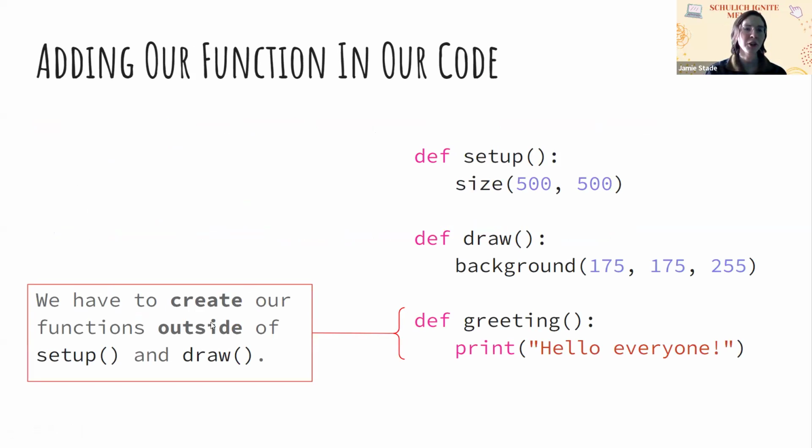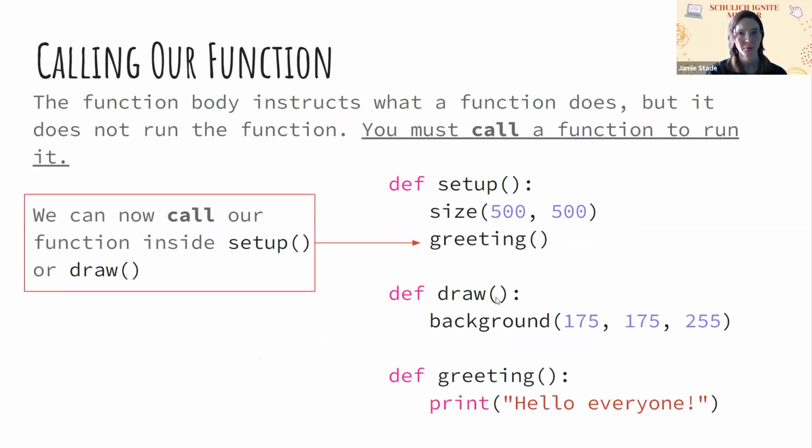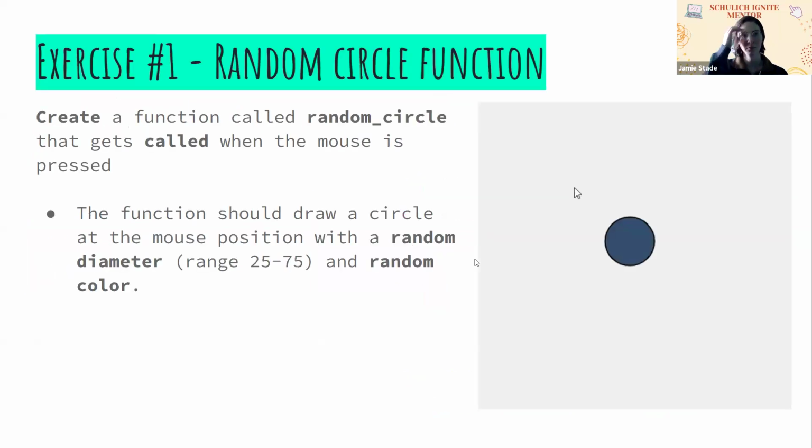When we create these functions, make sure we're creating them outside of setup and draw so that we can call them from within other functions. Here's an example of a function call. If we want to call it from within setup, we have our greeting function defined down here. Then from setup, we can call greeting with the same name we defined it with, and it will execute that code that prints hello everyone.